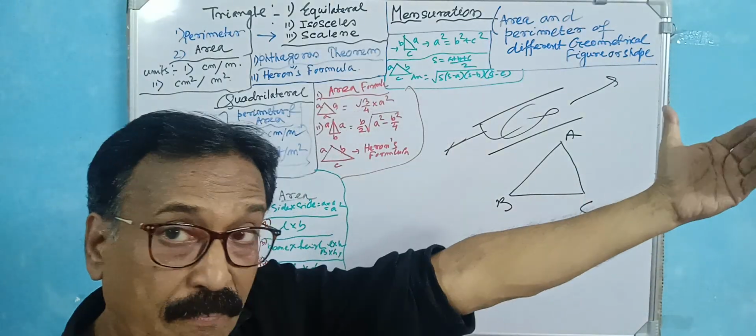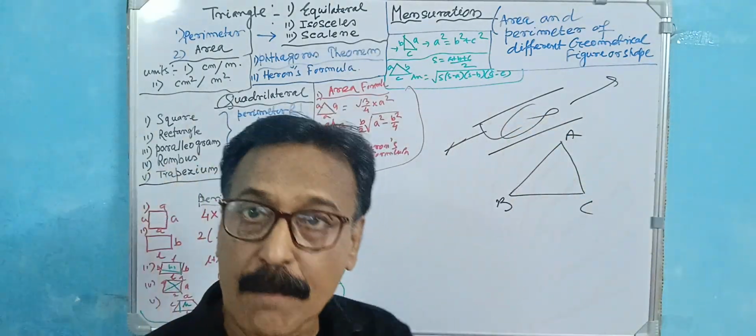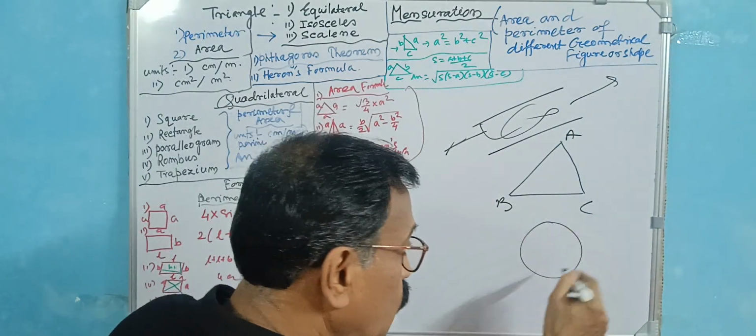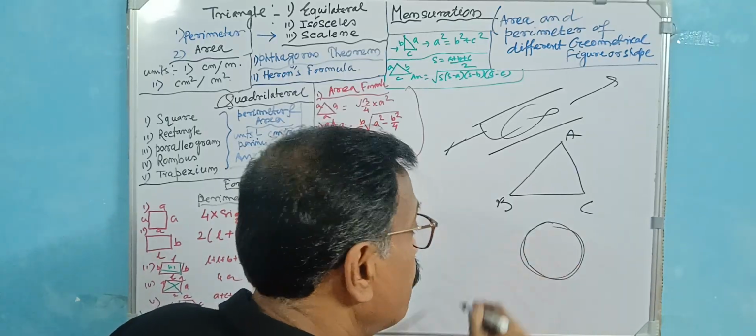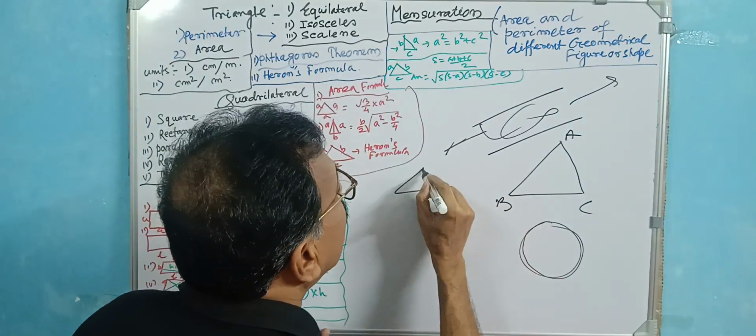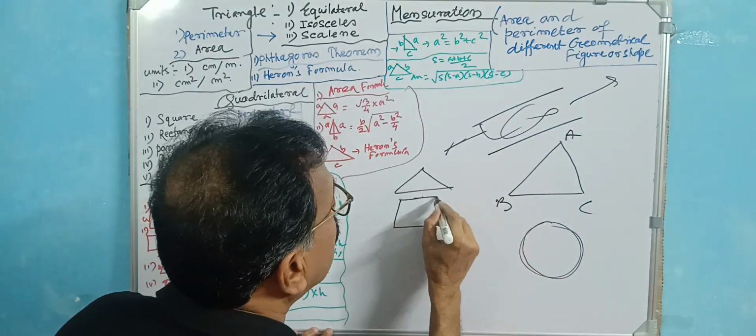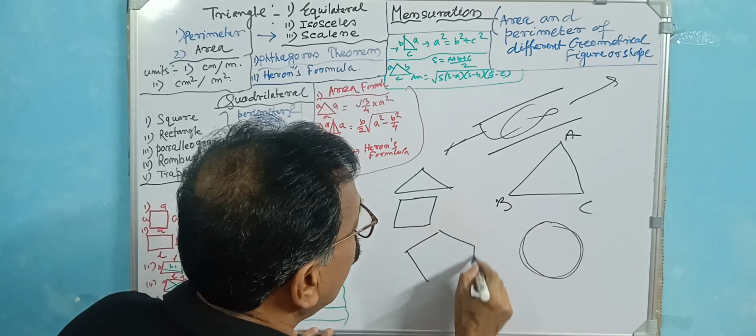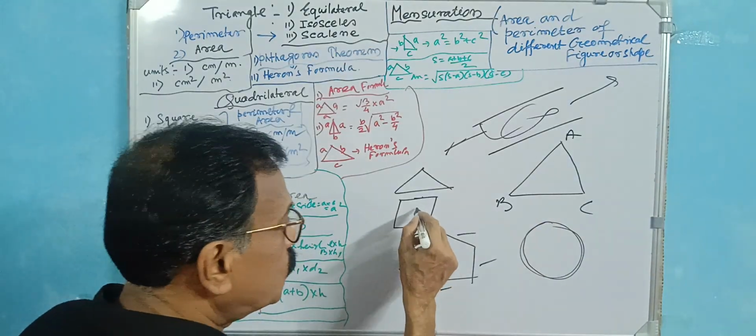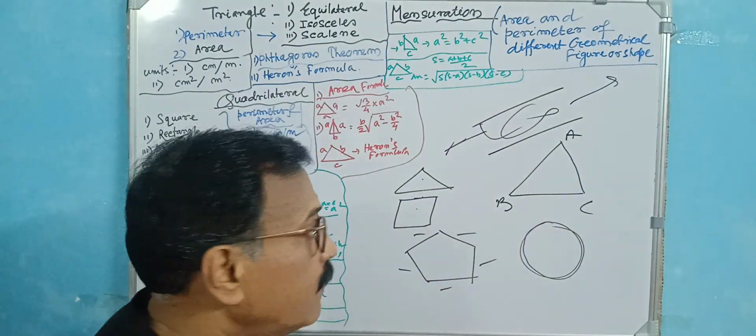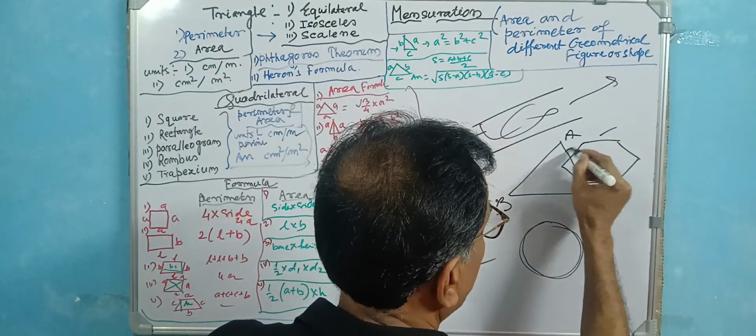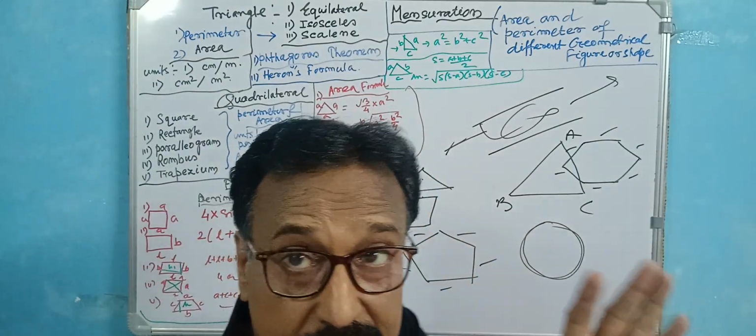But these are different from the circle. The circle is a curved figure. It is also a geometrical figure and it is closed, but it is curved. It is a separate chapter, which I will discuss separately, but here we deal with straight lines. So this is a triangle. This is a square, a quadrilateral. This is a pentagon, 1, 2, 3, 4, 5 sides. If there is a hexagon, 1, 2, 3, 4, 5, 6, a hexagon has 6 sides.